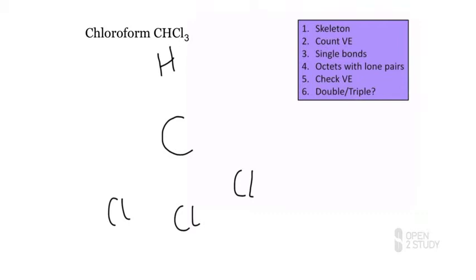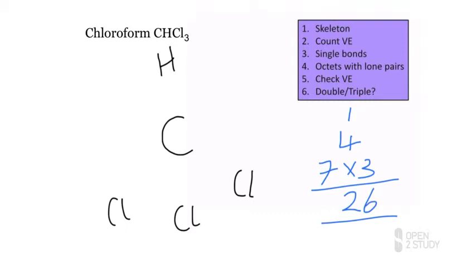The next step in drawing our Lewis structure, we need to count the valence electrons so we know how many we have available to us. So hydrogen is in group 1, it provides 1. Carbon is in group 4, provides 4. Chlorine is in group 7, and there are 3 of them. Time to find out how well your primary school timetables went. 7 times 3 is 21, plus 4 is 25, plus another 1. That's 26 valence electrons that we have. On to the next step.